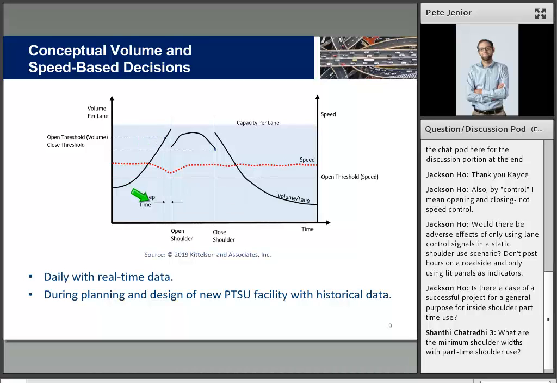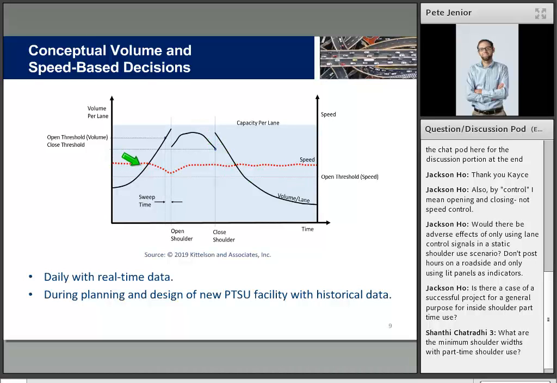That may be an agency inspecting their shoulder with cameras. It could also be a physical sweep where a vehicle drives the shoulder to verify it's clear of traffic. That happens. The shoulder opens. The volume per lane decreases because there's now one more lane effectively. The peak passes without hitting the capacity up here. The shoulder closes. Volume per lane jumps and continues on.